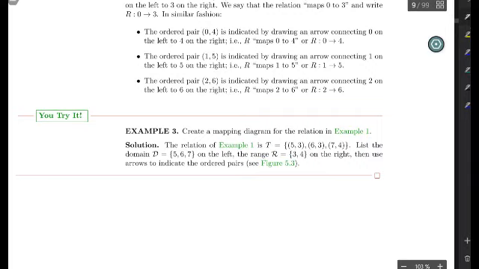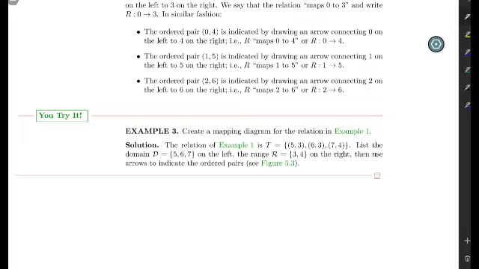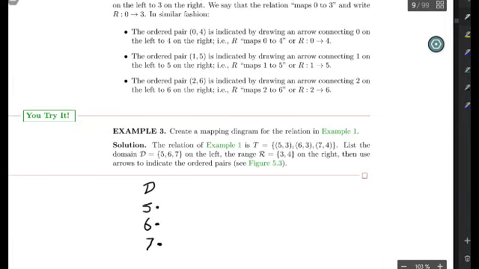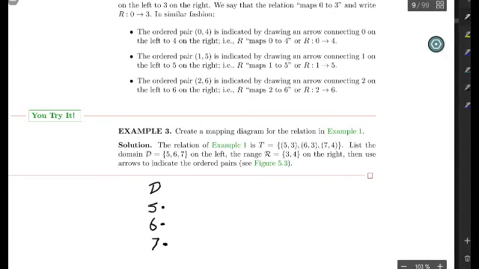Let's see, what did we have in example 1? That was the set consisting of 5, 3, 6, 3, and 7, 4. So the domain here, 5, 6, 7 gets mapped to the range of 3, 4.